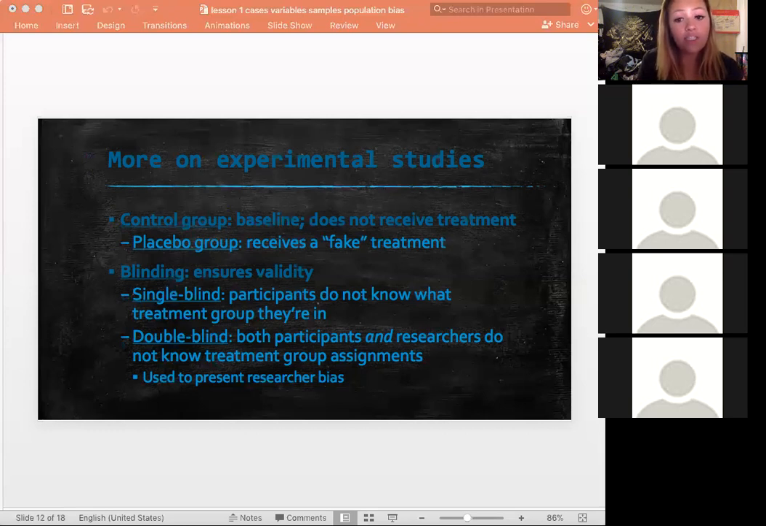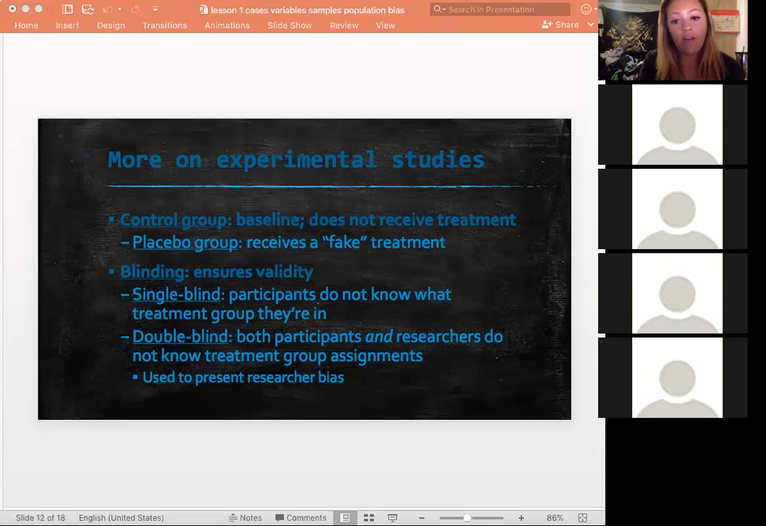And then blinding is just ensuring that we have validity. So we want to make sure that it's valid. Reliability is saying it's consistent, but validity is saying that we think it's going to show the same thing. And if we have double blind and single blind, single blind means that the participants don't know the treatment group they're in, but double blind means that both the participants and the researcher don't know.